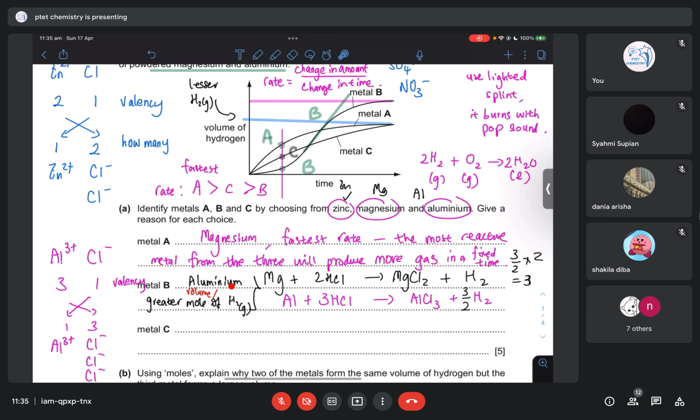So we already decided this was aluminium, not from the rate, but from the number of moles of gas there. So we know B must be aluminium. But in terms of magnesium versus zinc, magnesium is more reactive than zinc.